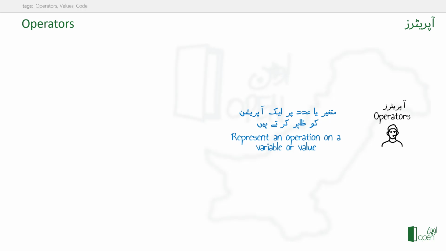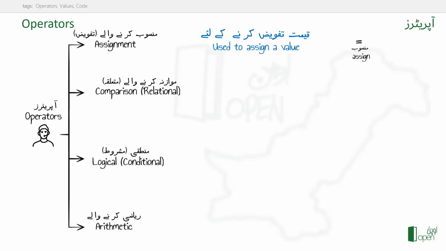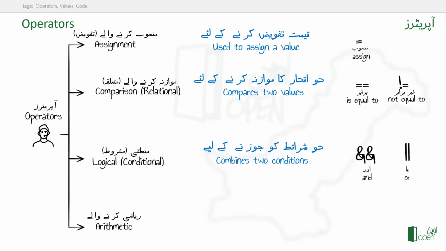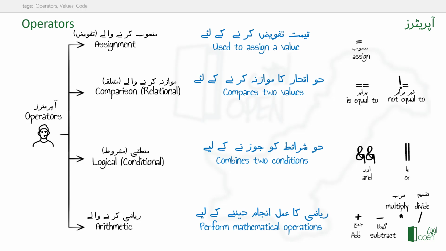An operator represents an operation that acts on a variable or value. Operators are of 4 types: assignment, comparison, logical, and arithmetic. An assignment operator is used to assign a value to a variable. A comparison operator is used to compare two values. A logical operator combines two conditions. Finally, an arithmetic operator is used to perform math operations.